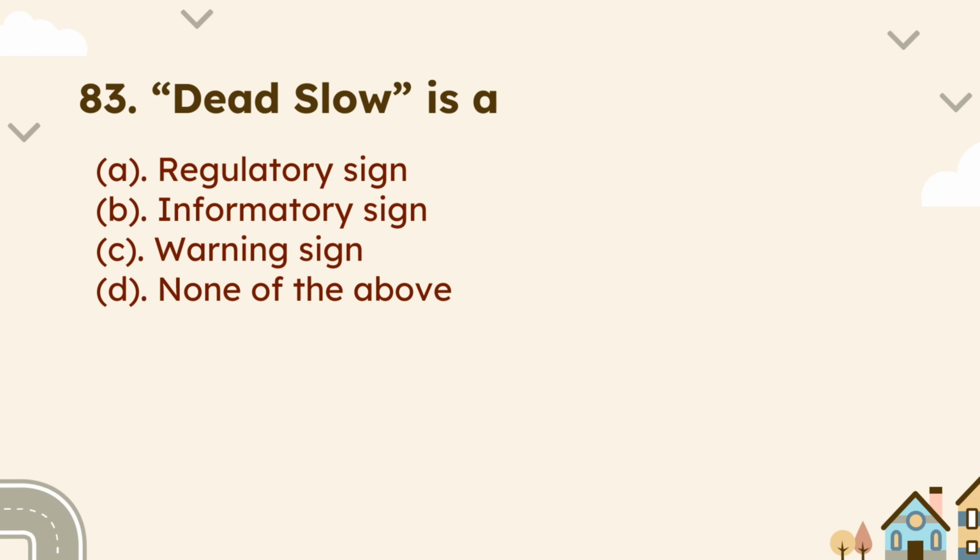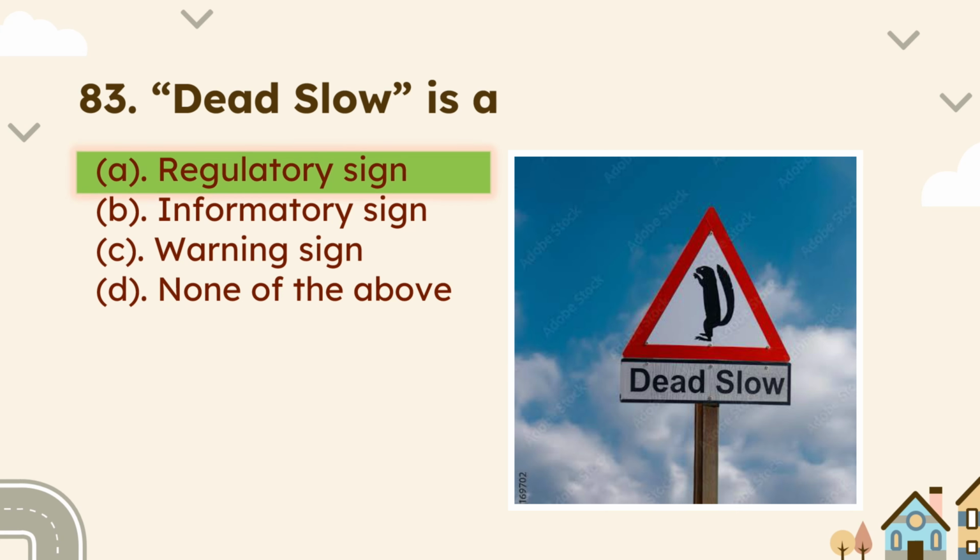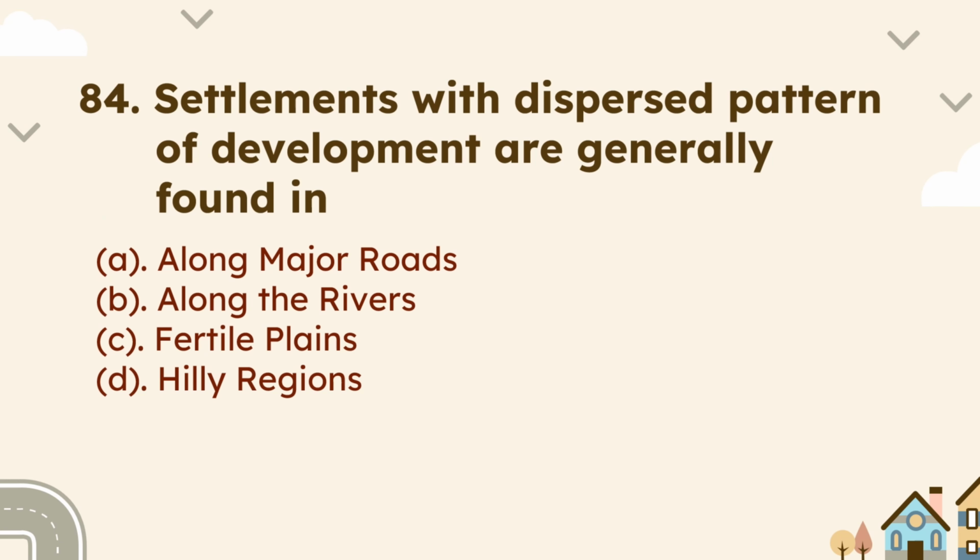Next question is, dead slow is a. So dead slow is a type of regulatory sign. Therefore, the correct answer of this question is option A. This is a common example of a dead slow sign. Next question is, settlements with dispersed pattern of development are generally found in. So dispersed or scattered settlements are majorly found in hilly areas. Therefore, the correct answer is option D, hilly regions.